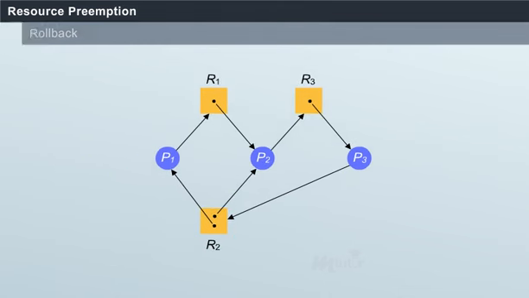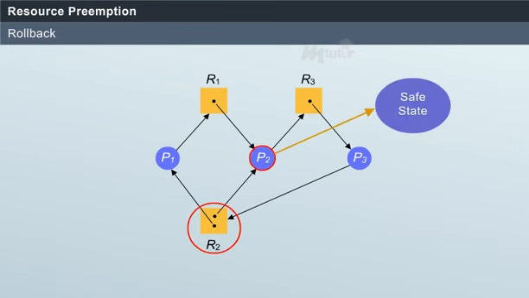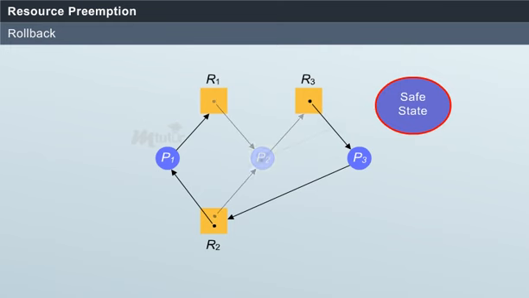Next issue is rollback. If a resource is preempted, the corresponding process must roll back to a safe state so that it restarts its execution from that state. If it is difficult to define a safe state, then the system must roll back completely.